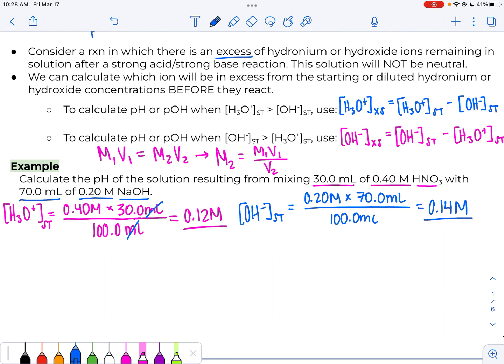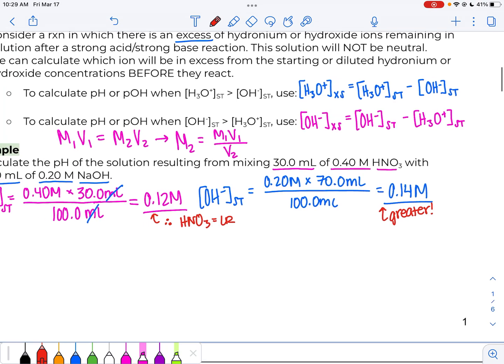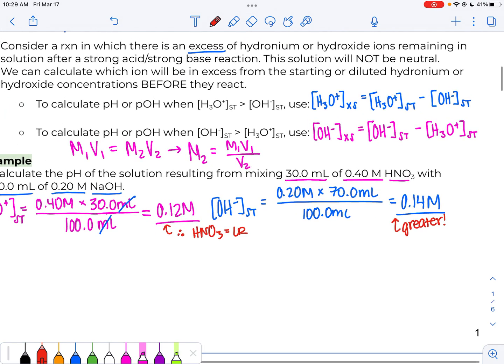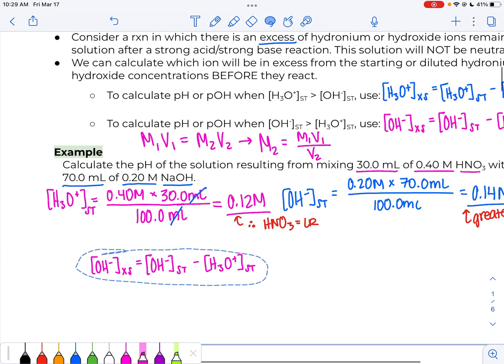So now let's compare. 0.12 compared to 0.14. This is greater. So what does this actually mean? Therefore, HNO3 is our limiting reactant. This thing's going to run out first. So which formula are we going to use? Well, we know that we're going to have excess hydroxide left over because our nitric acid is going to run out first. So we're going to make use of this formula up here.